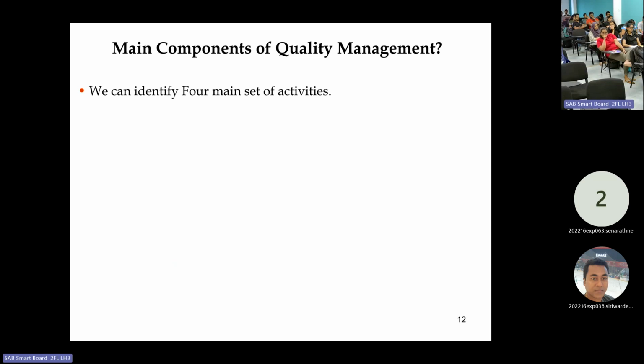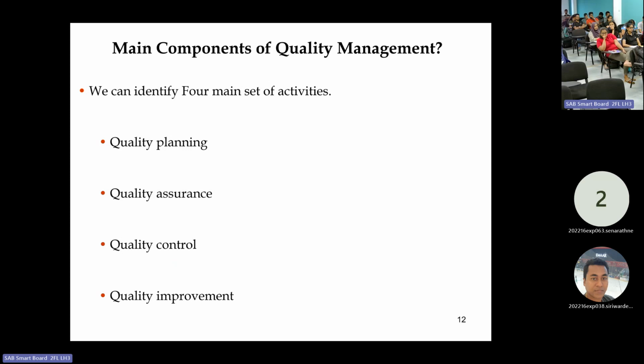Quality management efforts in modern organizations. There can be various different efforts. For study purpose, we can classify them into these four main subcategories. Right? Namely, quality planning activities, quality assurance activities, and quality control activities. Quality planning, quality assurance, and then quality control.